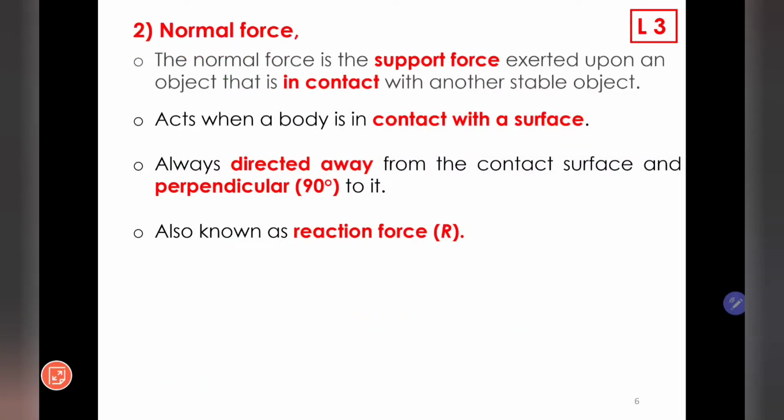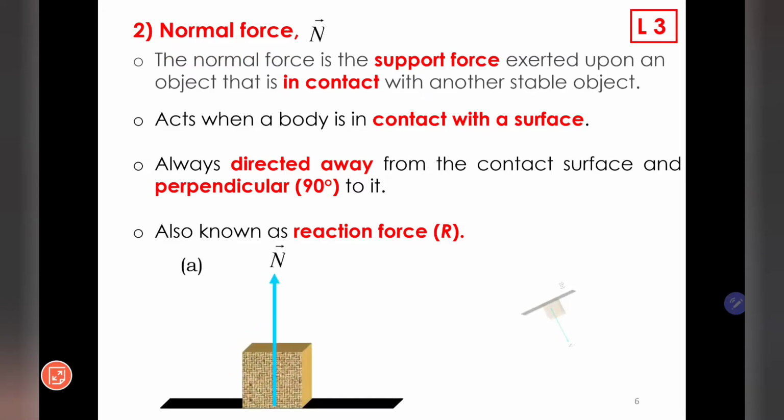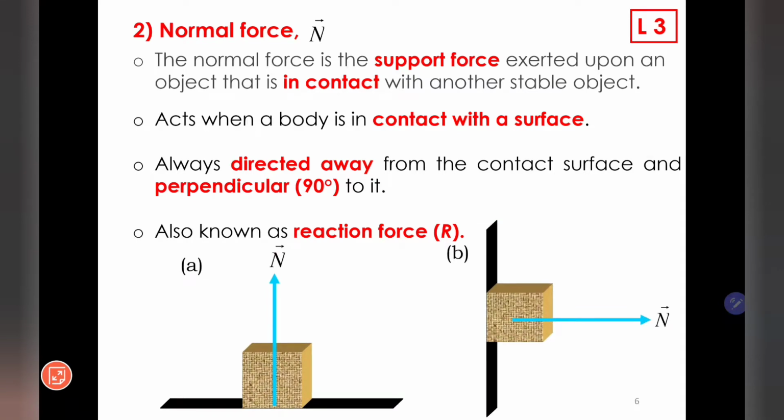The next force given here is the normal force, where the symbol of normal force is capital N. The normal force is the support force exerted upon an object that is in contact with another stable object. So this is the keyword: it must be in contact with another stable object. The normal force acts when a body is in contact with a surface. The normal force is always directed away from the contact surface and perpendicular to it, or the angle is 90 degrees.